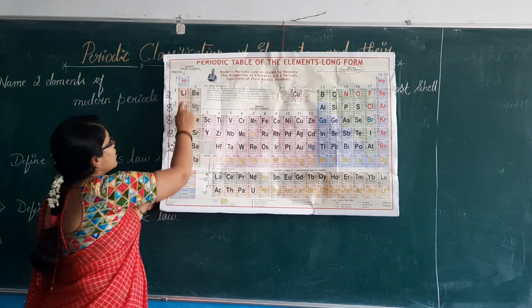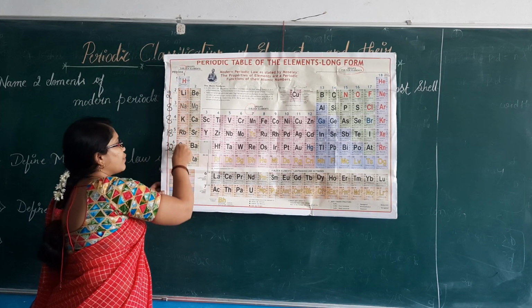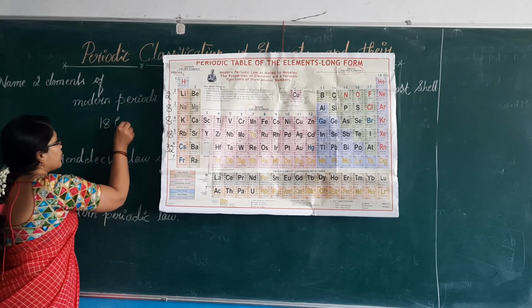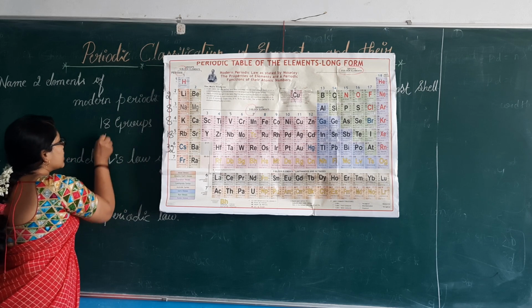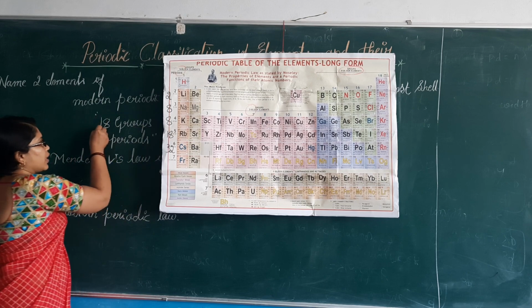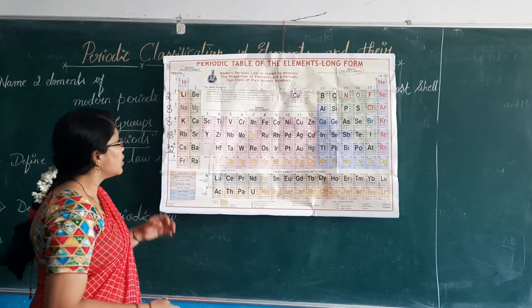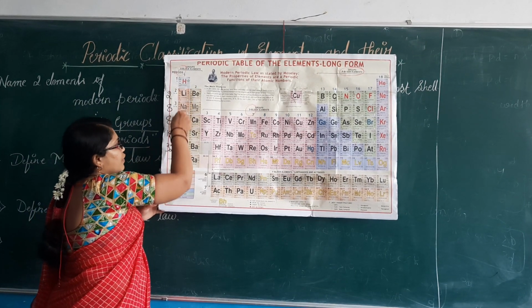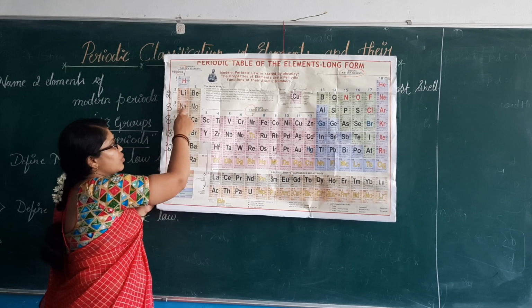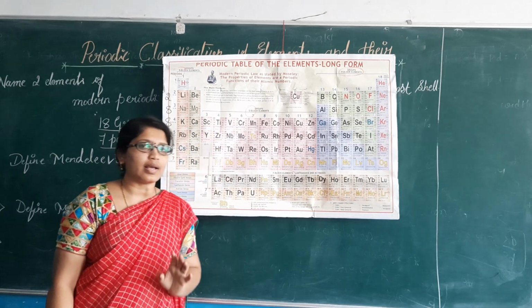So you can see here, this is considered to be the first group. Do remember, dear students, there are mainly 18 groups and 7 periods present in the periodic table. If you consider this as the first group, what are the elements present in the first group? The elements are hydrogen, lithium, sodium, potassium, rubidium, cesium, francium. So these are considered as group 1 elements.